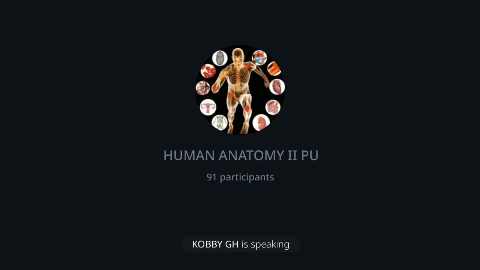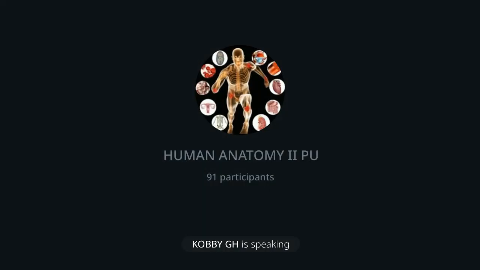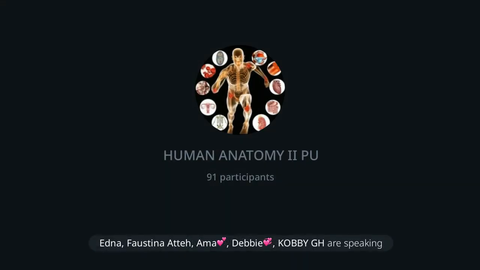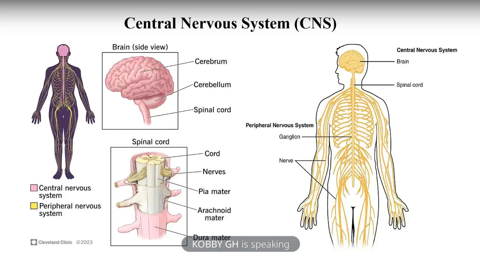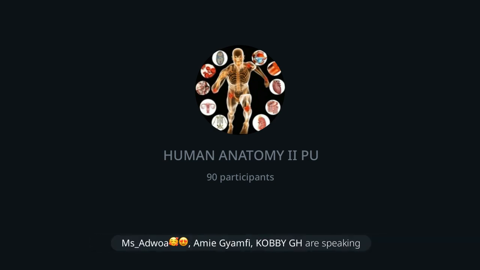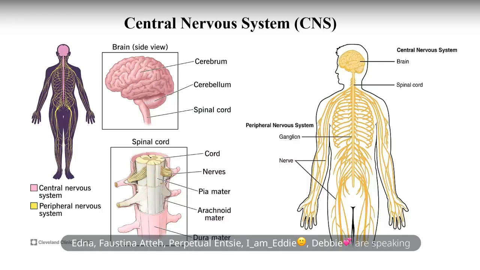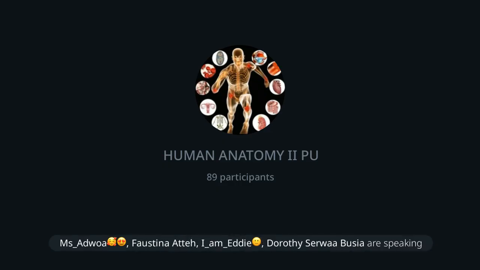Is that okay? So from the skull, which one is the first layer? Which one will come first from the skull? The dura mater. From the skull, which one will come last? The pia mater. Which of the layers is directly in contact with the brain? The pia mater. Which one is the middle layer? The arachnoid. Which one is directly in contact with the skull? The dura mater.